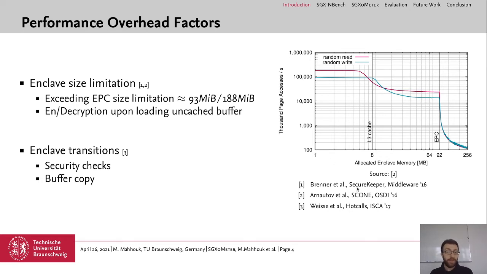Research papers such as SecureKeeper and SCONE have done experiments upon exceeding these EPC limitations and have observed a performance overhead of up to 1,000 times compared to the execution before exceeding that limitation. Another factor is the enclave transitions, the ECALLs and OCALLs, which appear to be normal function calls. However, in the background there is more happening, such as security checks, buffer copies, and so on. In the HotCalls paper, the researchers did micro benchmarks in order to measure the performance overhead compared to the native function call, and they also observed a huge performance overhead.